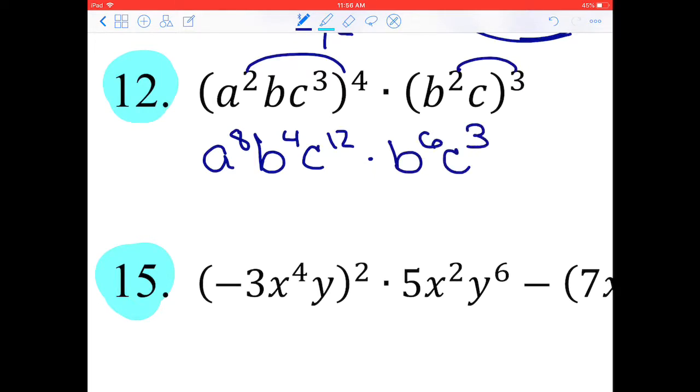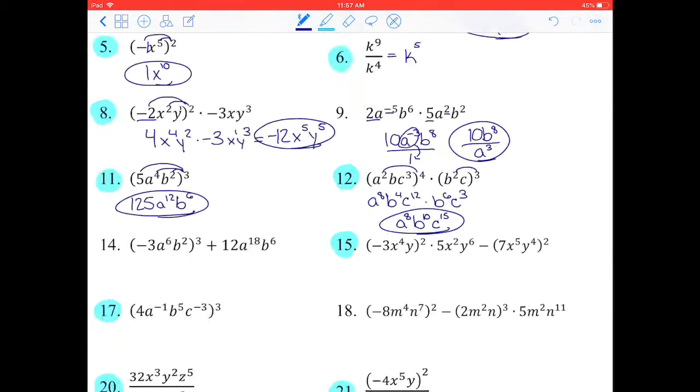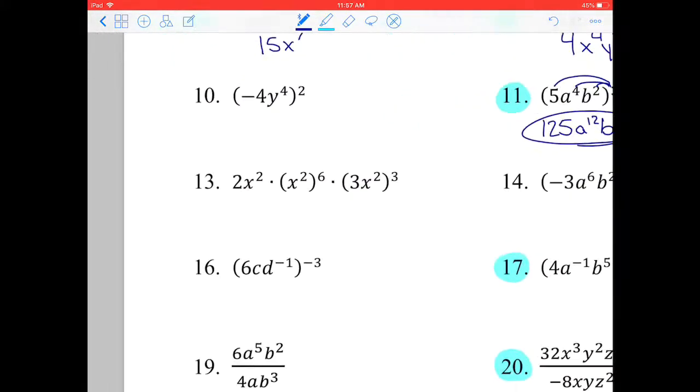All right, multiplying now, all you need to do is add your exponents. There's only one term that has an A to the 8th power, so leave it alone. For B, 4 and 6 makes 10. And C, 12 and 3 is 15. There you go. All right, 13, I'm doing the odds.